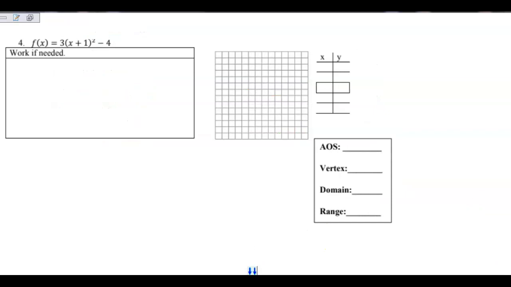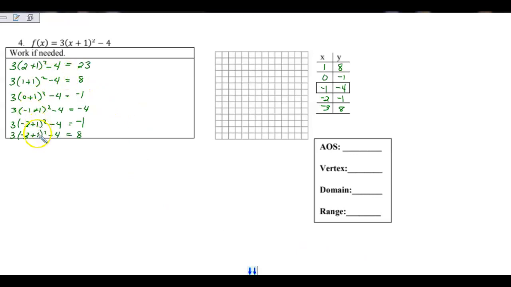Okay, let's take a look at this one. I have 3 times x plus 1 squared minus 4. I'm going to go ahead and work out the problems, and then I'll show you my work in a moment. All right, so I did some solving. I started with 2. 23 is rather large, so I kept going down by 1 each time for the value of x, and I see that I have a mirror here. So those became my 5 that I'm going to choose to graph.